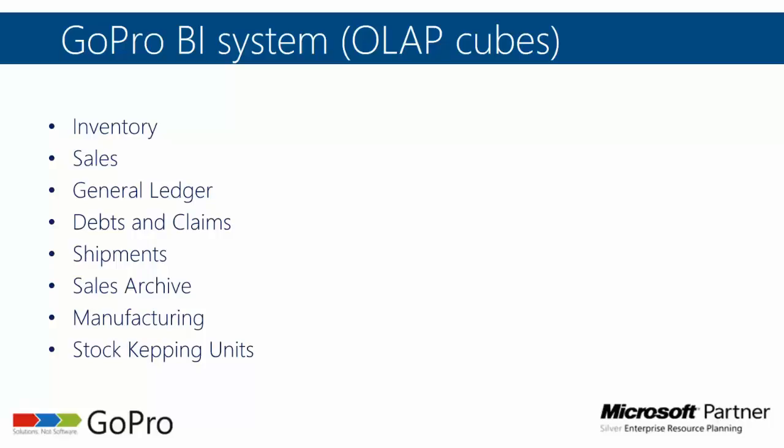Stock keeping units cube: here we can analyze sales and inventory quantity per stock keeping unit, sales turnover rank, and average sales per items, item categories, locations, and so on.